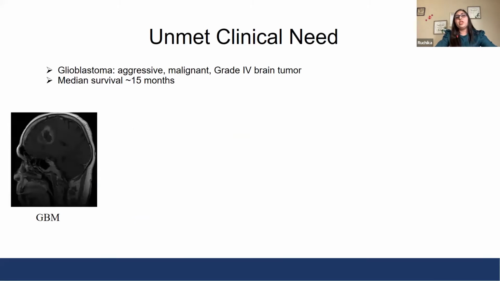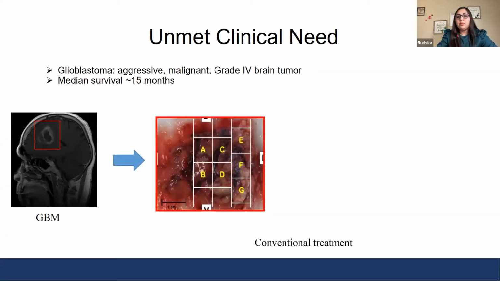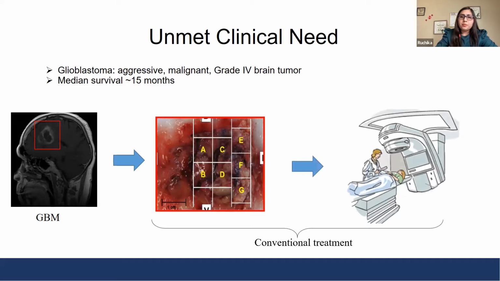First, I'll give a brief introduction of GBM and what treatment is given to these patients. Glioblastoma is an aggressive malignant grade 4 brain tumor with the dismal median survival of 15 months. When a patient is diagnosed with glioblastoma, conventional treatment protocol is maximally safe surgical resection followed by chemoradiation therapy.